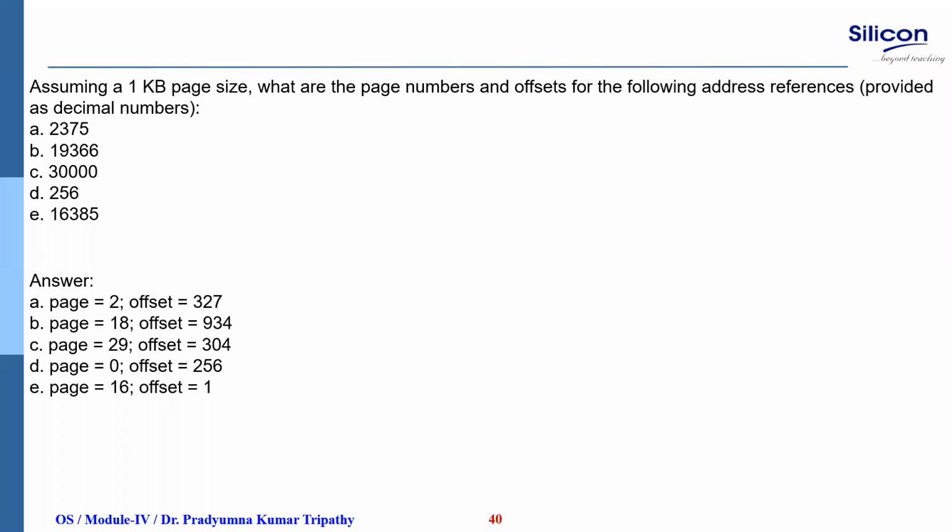Is it understood? 19366 is the address. One page is of size 1 KB. So what is the page number? Divide this by 1024, since 1 KB is 1024. That will give you the page number, and the remainder will give you the offset. Is that clear? Yes, sir. Okay. Similarly, you have to compute for the others.